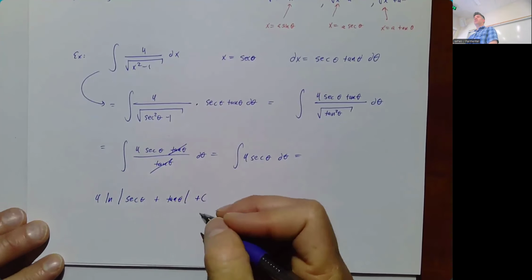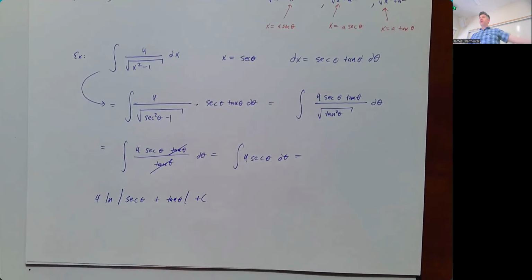I do appreciate that the derivative of secant theta is secant times tangent, and the antiderivative of secant theta also has secant and tangent in it. It's the natural log of secant plus tangent. So it's not the same at all, but you can kind of make a connection there that the derivative and the antiderivative of secant at least have the same kind of pieces in it.